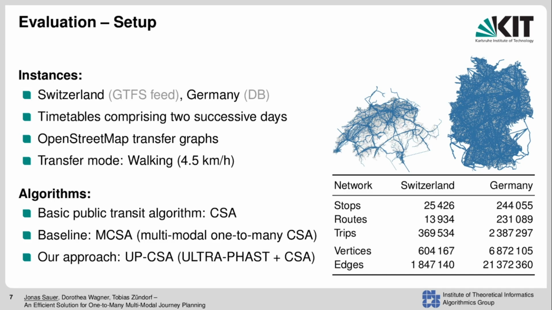As the basic public transit algorithm used in our query, we used connection scan algorithm, which is the fastest known algorithm optimizing only arrival time. We had to create our own baseline algorithm, as there was no previous one-to-many multimodal algorithm, and we did this by using MCSA, which is an existing one-to-one algorithm, and adapting it to one-to-many search in a straightforward manner. And then we have our approach, which we call UPCSA, which is the combination of ultra-fast and CSA.